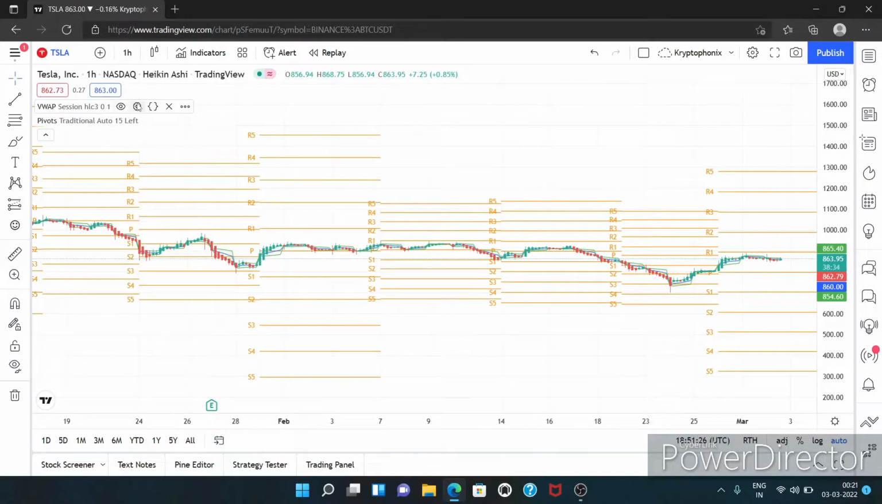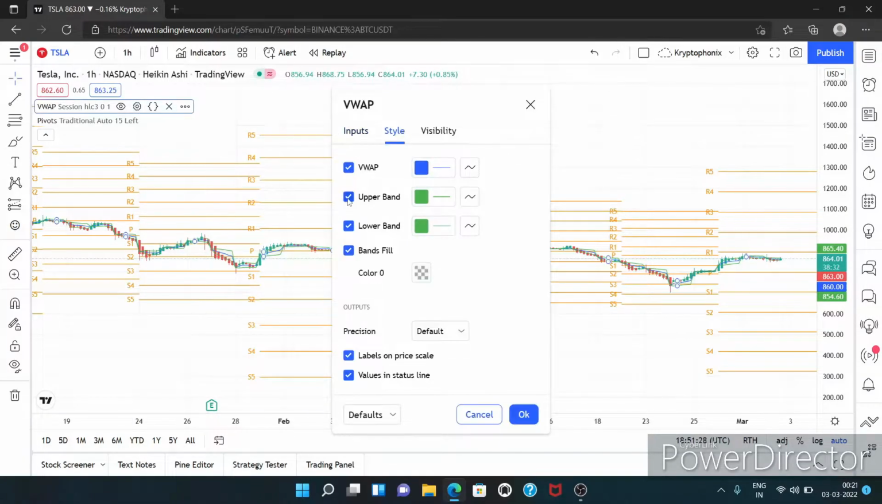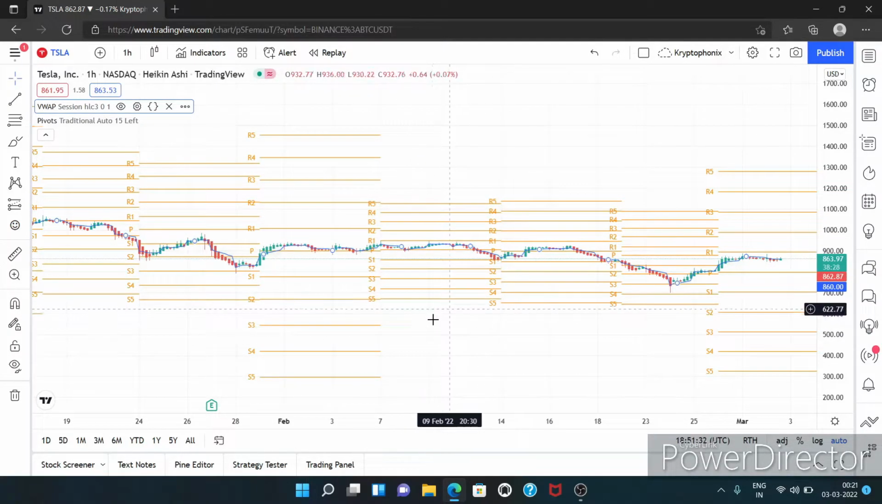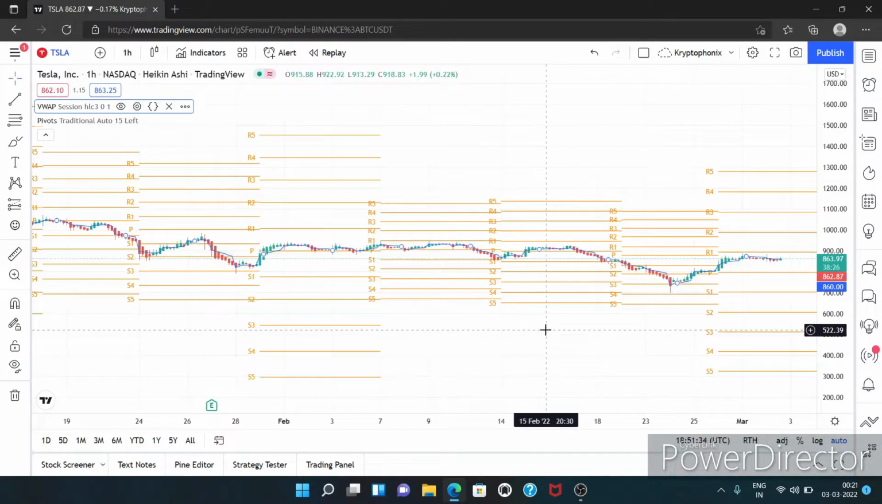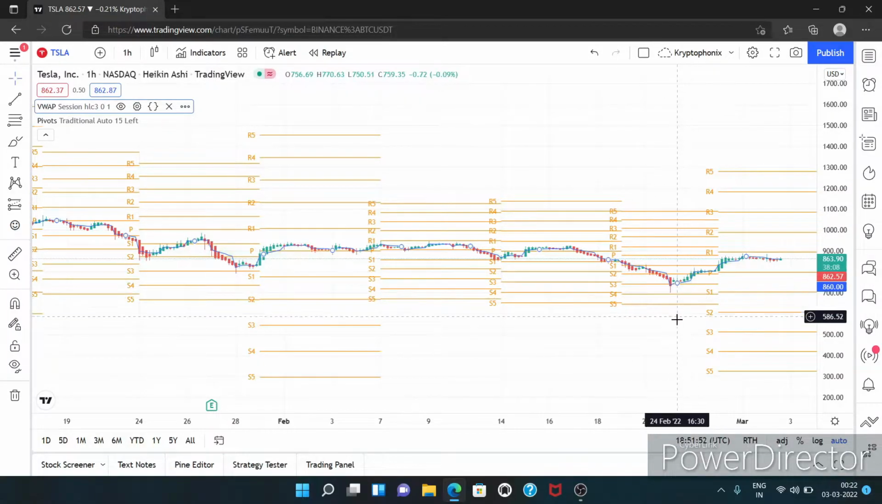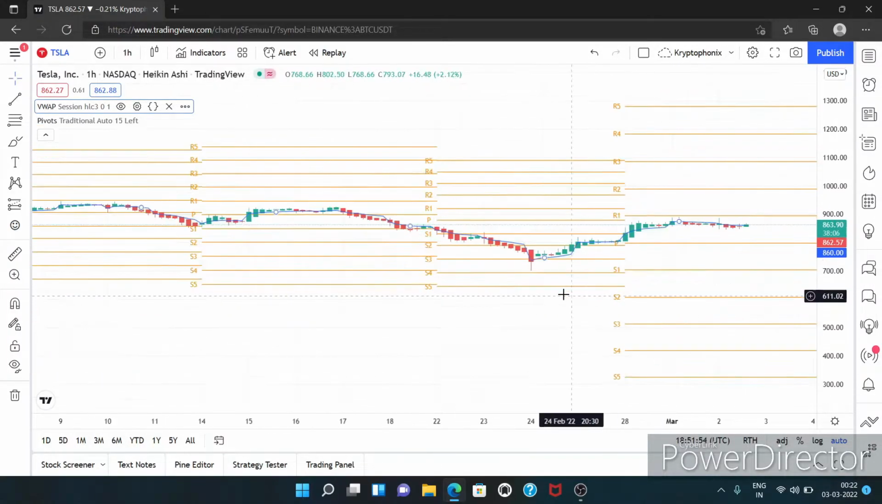What we'll be doing is in VWAP, we will be hiding the upper band and the lower band. Yeah, so this is how our setup will look. Now, coming to the strategy part. This setup will give a signal in four ways. We will be discussing all four of them. Two will be to go long and two signals will be to short. So let's start from the long one.